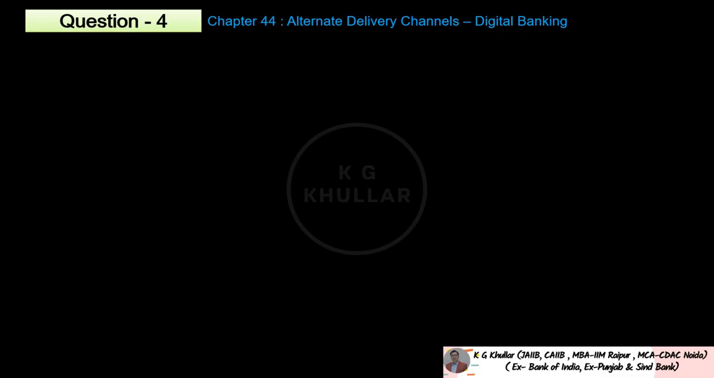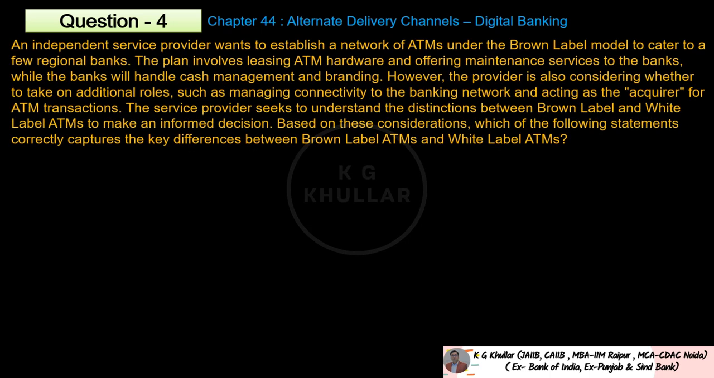The next question is from chapter 44, that is alternate delivery channels. And the question is, an independent service provider wants to establish a network of ATMs under the brown label model to cater to a few regional banks.